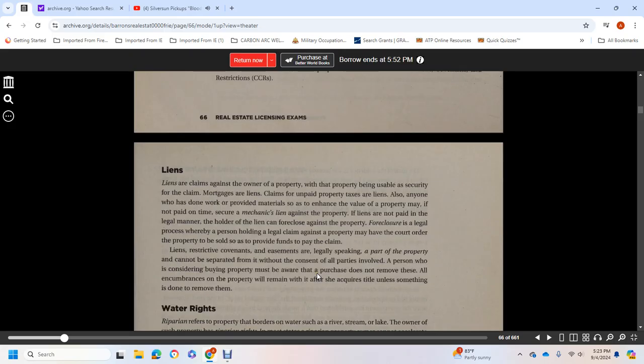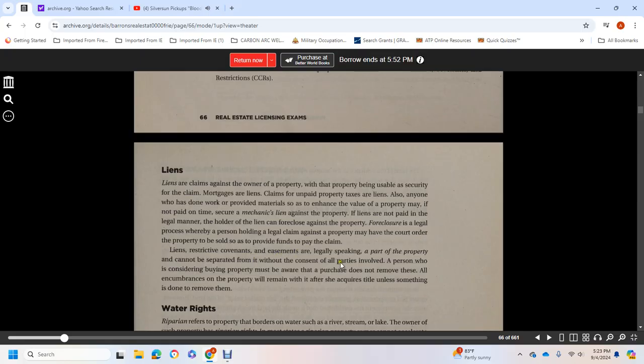Liens are claims against the owner of the property, with the property being used as security for the claim, such as mortgage liens or claims of unpaid property tax liens. Also, anyone who has done work or provided materials that enhanced the value of the property, if not paid on time, may secure a mechanic's lien against the property. If the liens are not paid in a legal manner, the holder of the lien can foreclose against the property. Foreclosure is the legal process whereby the person holding the legal claim against the property may have the court order the property to be sold to provide the funds to pay the claim.